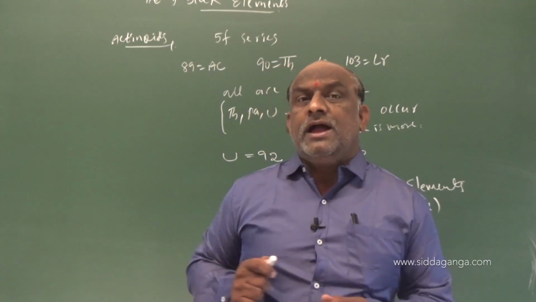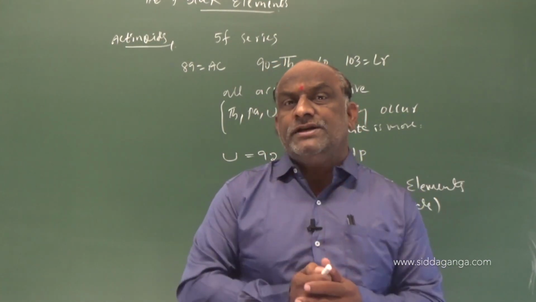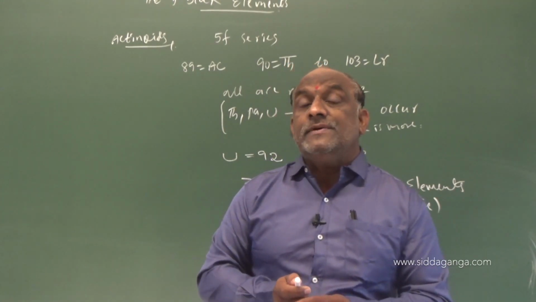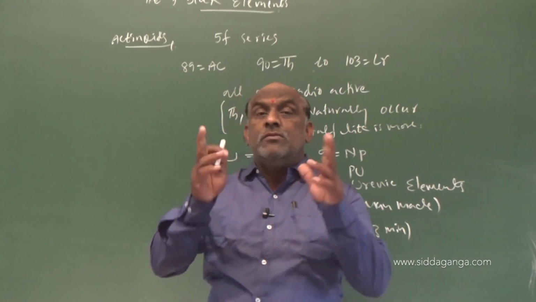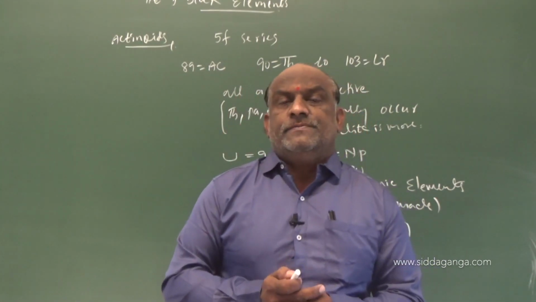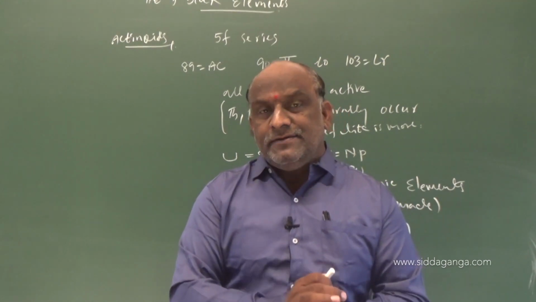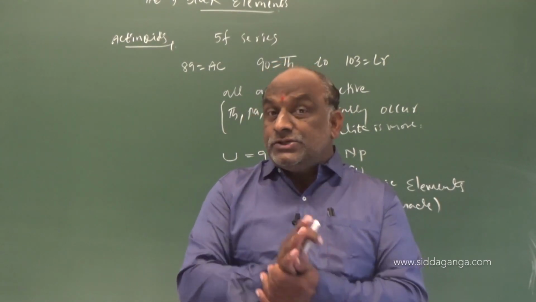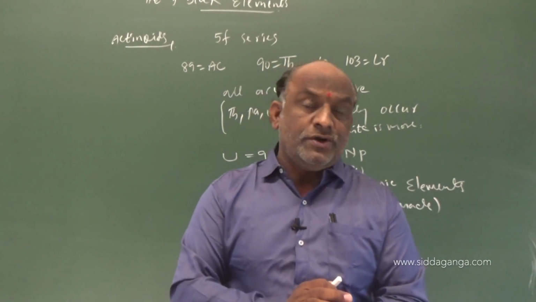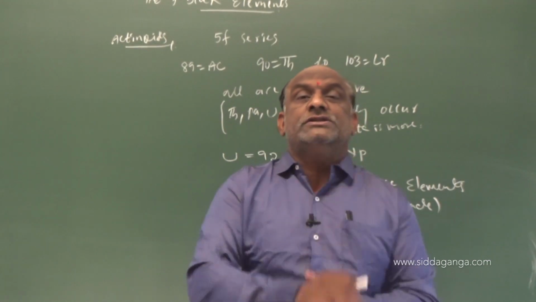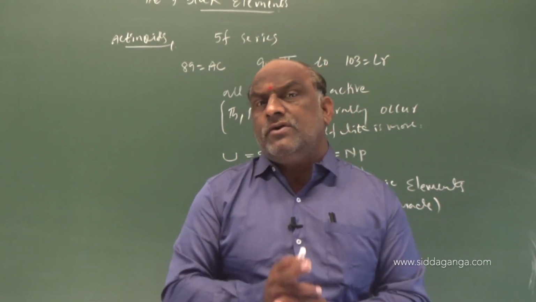the chemistry of actinides is very, very difficult. Why is it difficult? They exhibit a large number of oxidation states, and these are all radioactive, man-made elements. Due to these two reasons, the chemistry of actinides is so difficult. They exist in more than one oxidation state. Why do they exist in more than one oxidation state?